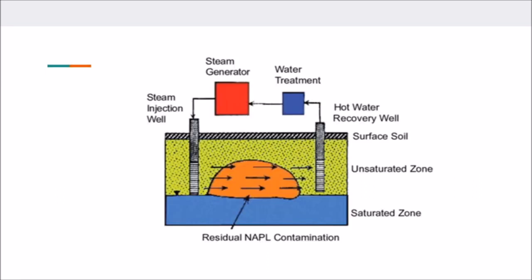This slide shows a basic illustration for the process of steam-enhanced extraction. There you can see on the far left there's a steam injection well, and then after there's a temperature change, the contamination mass in the middle will move or flow to the far right where you can see the recovery rail column. And then from there, it will be transported up to reach the water treatment center.